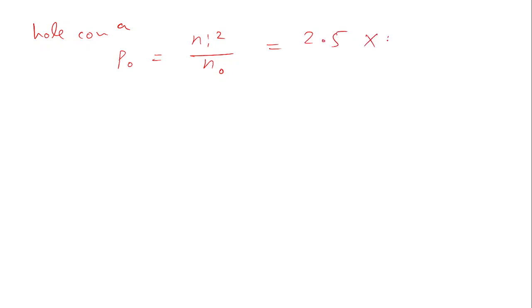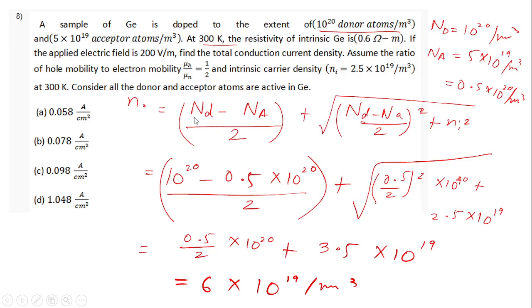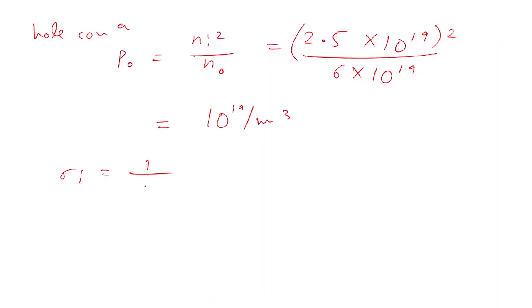Because the number of donor atoms was more, the number of holes was more, the number of electrons was more. For the number of holes, we can just use this, to the power 19 per meter cube. Conductivity for an intrinsic semiconductor will be 1 over 0.6, 1 over 0.6 per ohm per meter, which is equal to this formula.